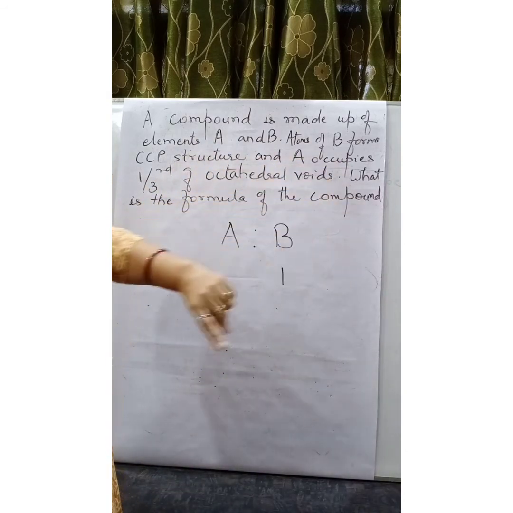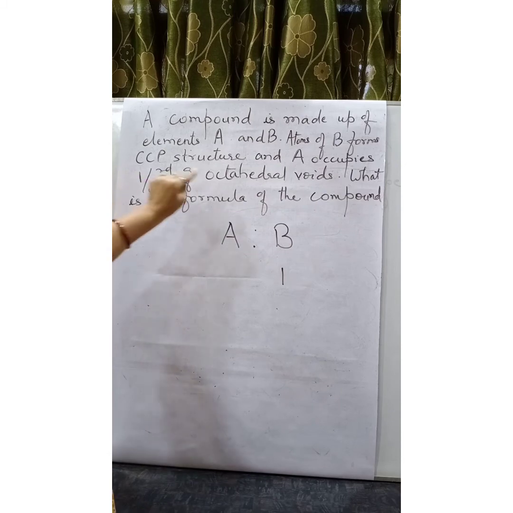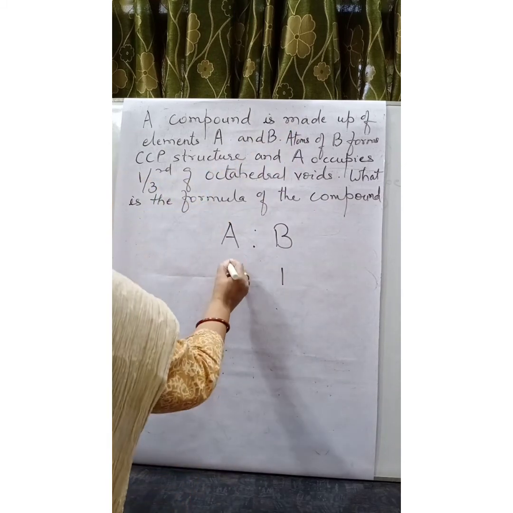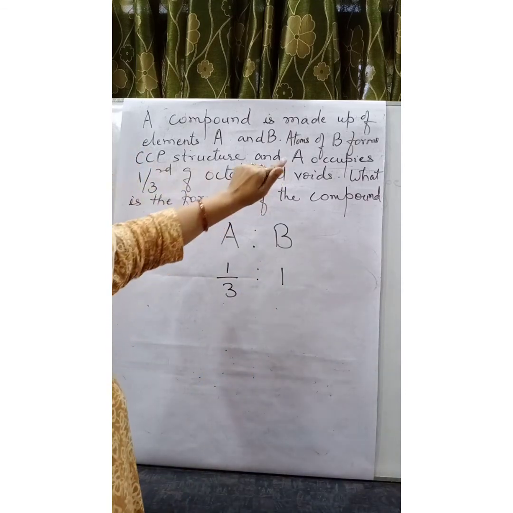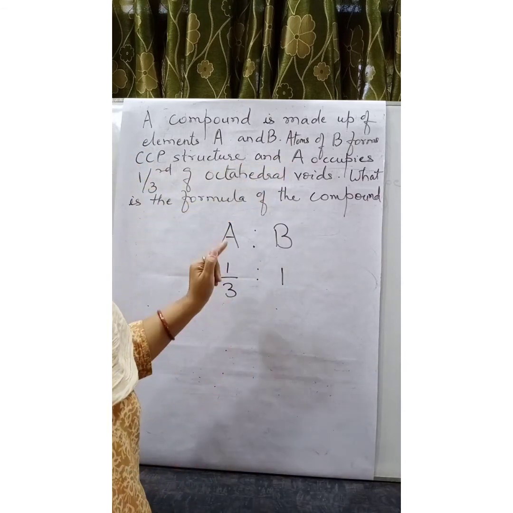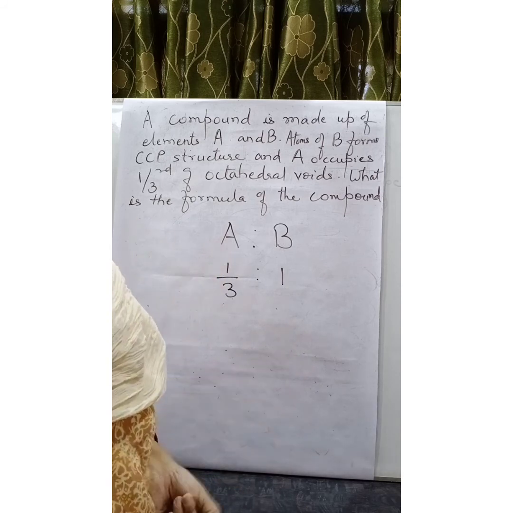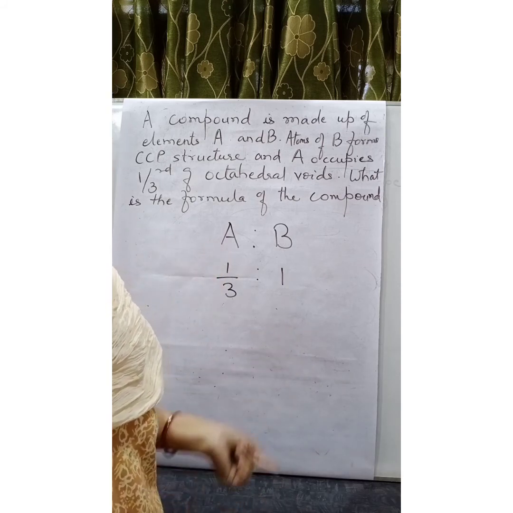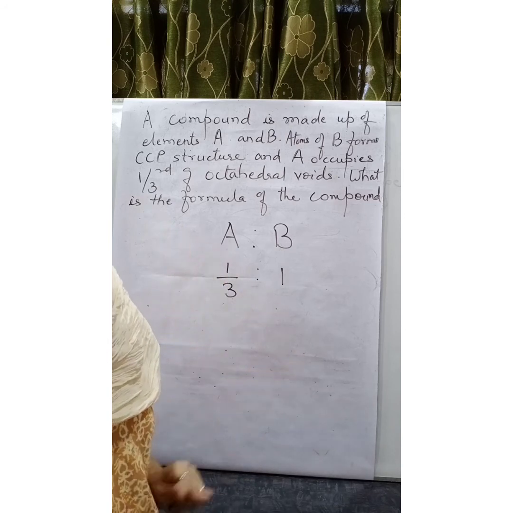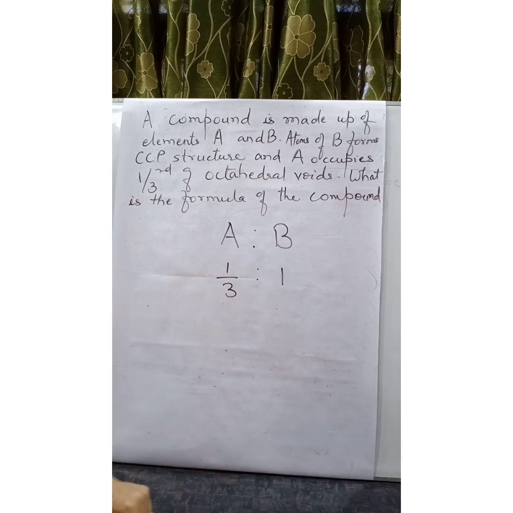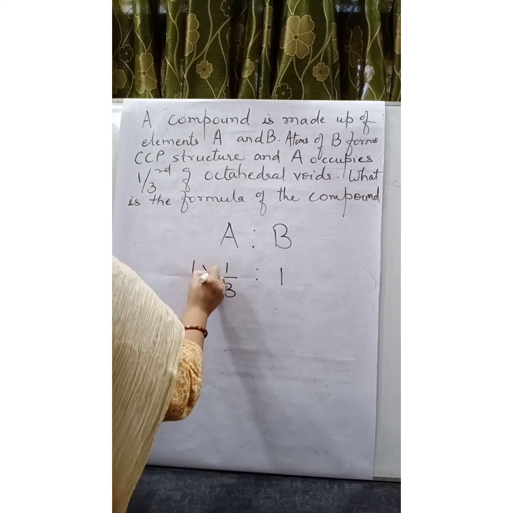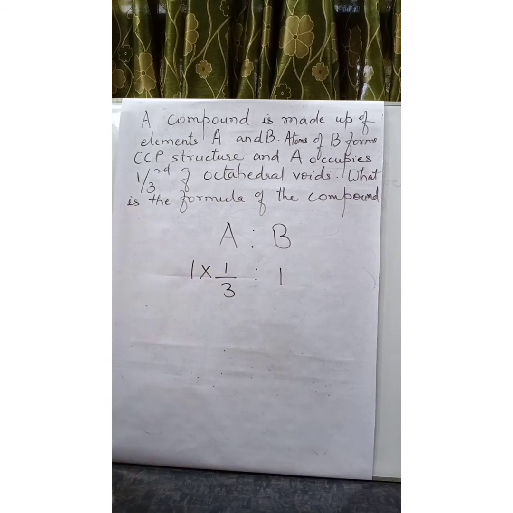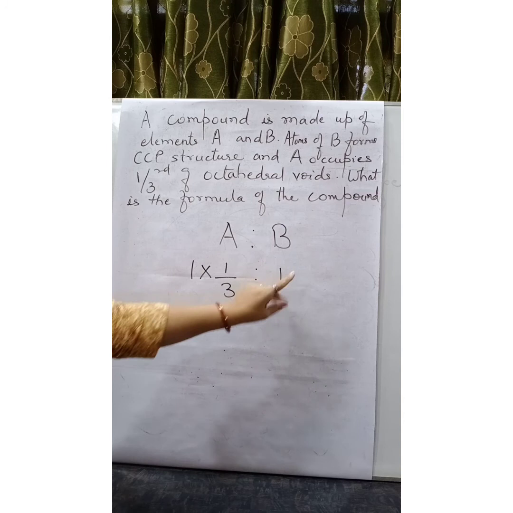Now the atoms of A are occupying 1 by 3rd part of the voids. So 1 by 3. What type of void is it? Octahedral voids. We have already studied that if there are n number of close packed spheres, the number of octahedral voids is also n. So if we are having 1 as the close packed sphere, it will be 1 only. So 1 into 1 by 3 is equal to 1 by 3.